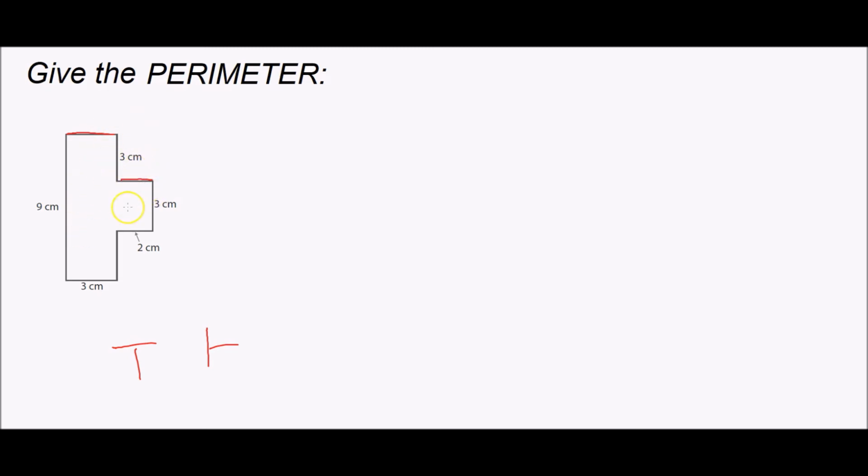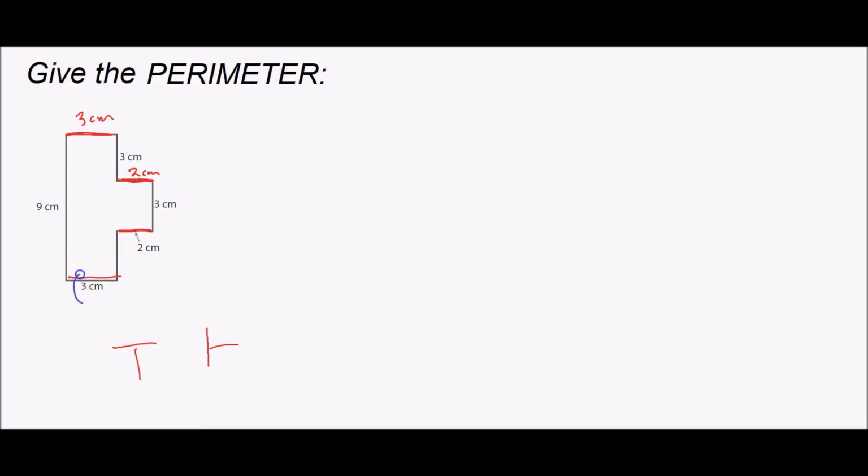Again, we have to be a bit of a detective. Look for parallels. Now we see this one and this one opposite it. They are the same length, so luckily that's easy, 3 centimeters. And we've got this one and this one are opposite and they're parallel, so these must be the same, so 2 centimeters.